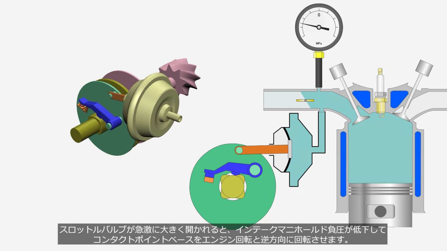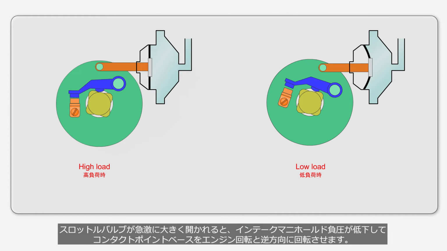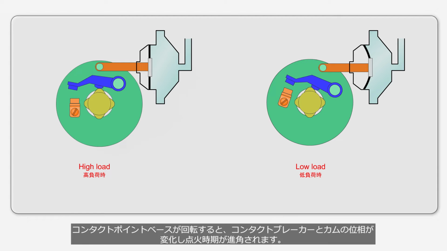When the throttle valve is suddenly opened wide, the negative pressure in the intake manifold decreases, and the contact point base is rotated in the opposite direction of engine rotation. When the contact point base rotates, the phase relationship between the contact breaker and cam changes, causing the ignition timing to advance.